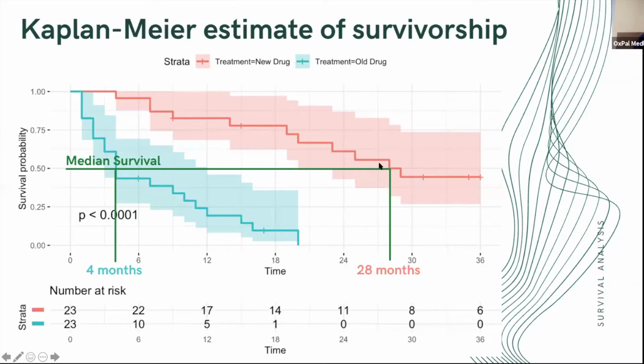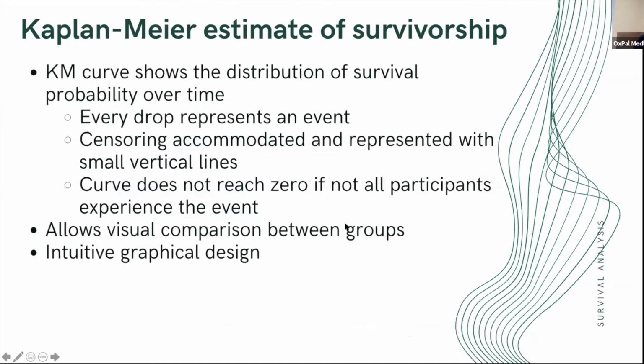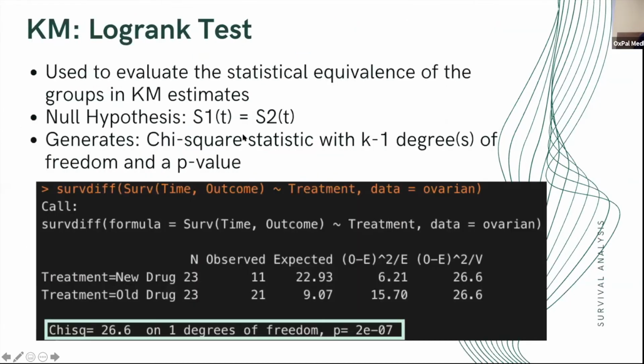So it just shows you a picture, a graphical representation. So that is one limitation. And we used the log rank test. It's a statistical test, a hypothesis test to evaluate the equivalence of groups in KM estimates.